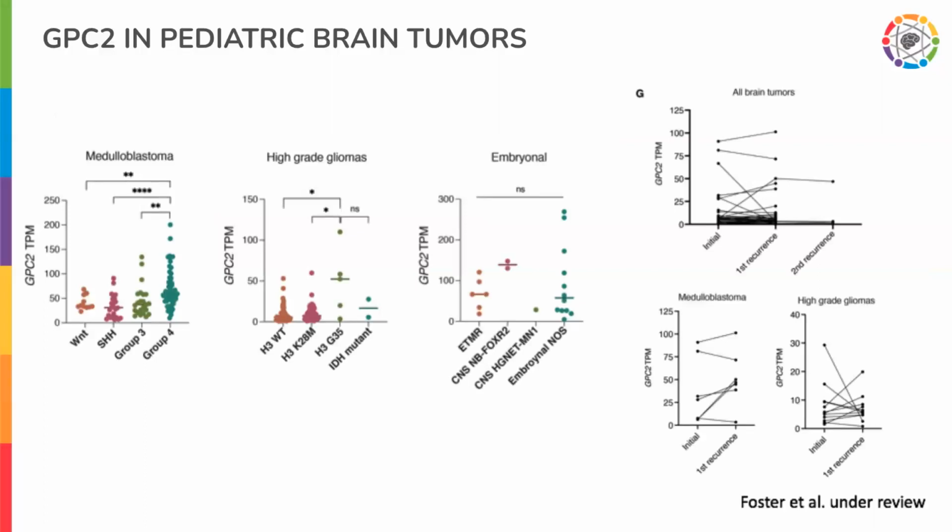But what was really neat about the CBTN data was that you can dive as deep as you want to dive. And so we could look not only across different histologies, but actually within different subgroups. And so that's what's on the left. You can see the medulloblastoma different subgroups, high-grade glioma subgroups, and embryonal type subgroups, as well as there were multiple cases that had both initial tumor as well as recurrence with RNA sequencing data. And you can see we could compare from the initial presentation to recurrence and see how GPC2 expression changed across time. Go to the next slide.